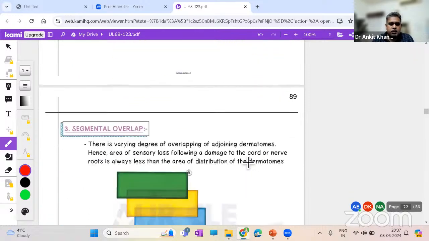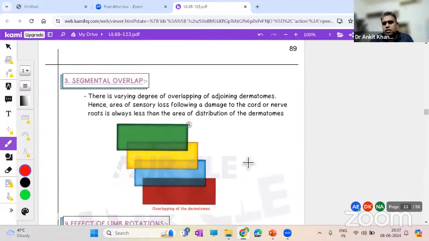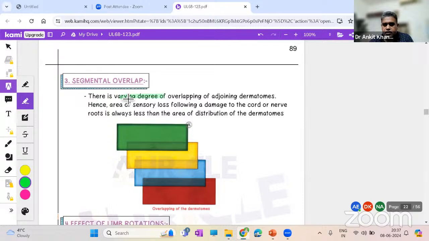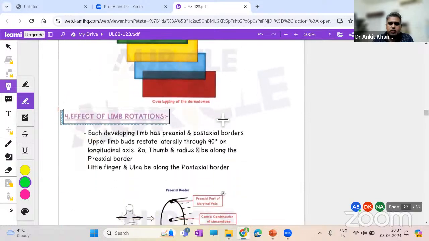So that is your ventral primary rami over here, how it is coming through for the upper limb bud part. In the beginning, I said you will study dermatomes, but there's a segmental overlap. There's a varying degree of overlap over here, so do remember this practical aspect. Hence, an area of sensory loss following damage to the cord is always less than the area of distribution. A person might come to you with a C5, C6 injury or compression of the nerves over there, but the sensory loss will be very less because of overlapping. Remember that also as an important part.